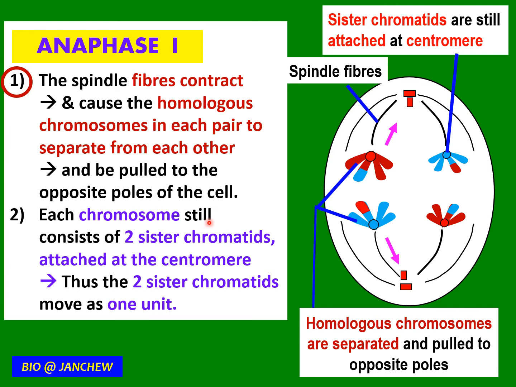Then each chromosome still consists of 2 sister chromatids. If you look at this one, you can see like 2 arms and 2 legs. You have to observe the picture carefully in order to find out whether it's anaphase I or anaphase II. In anaphase I, we can still see the sister chromatids attached together at the centromere, so they will move as one unit. The centromere does not divide in anaphase I. Only the homologous chromosomes separate from each other, and they are pulled to opposite poles.